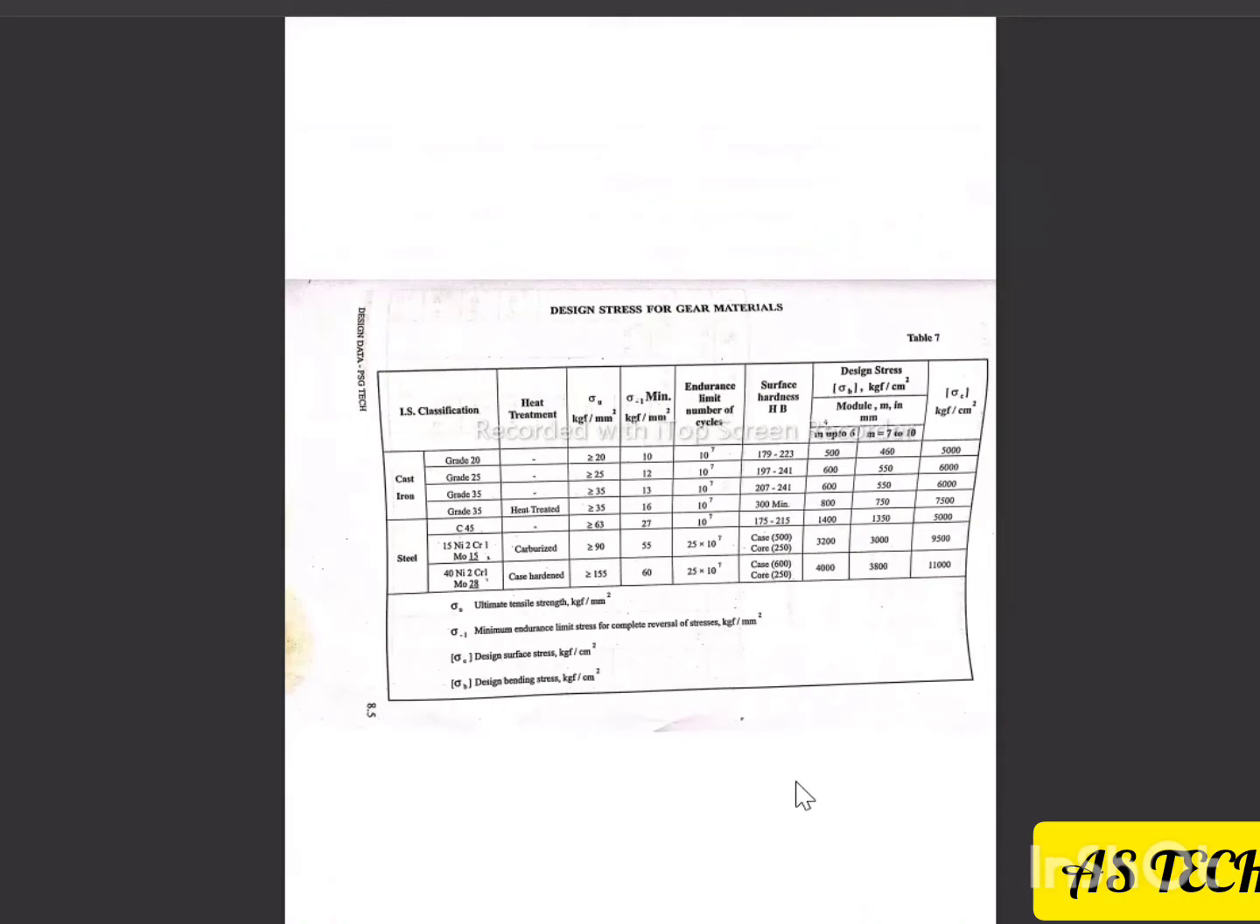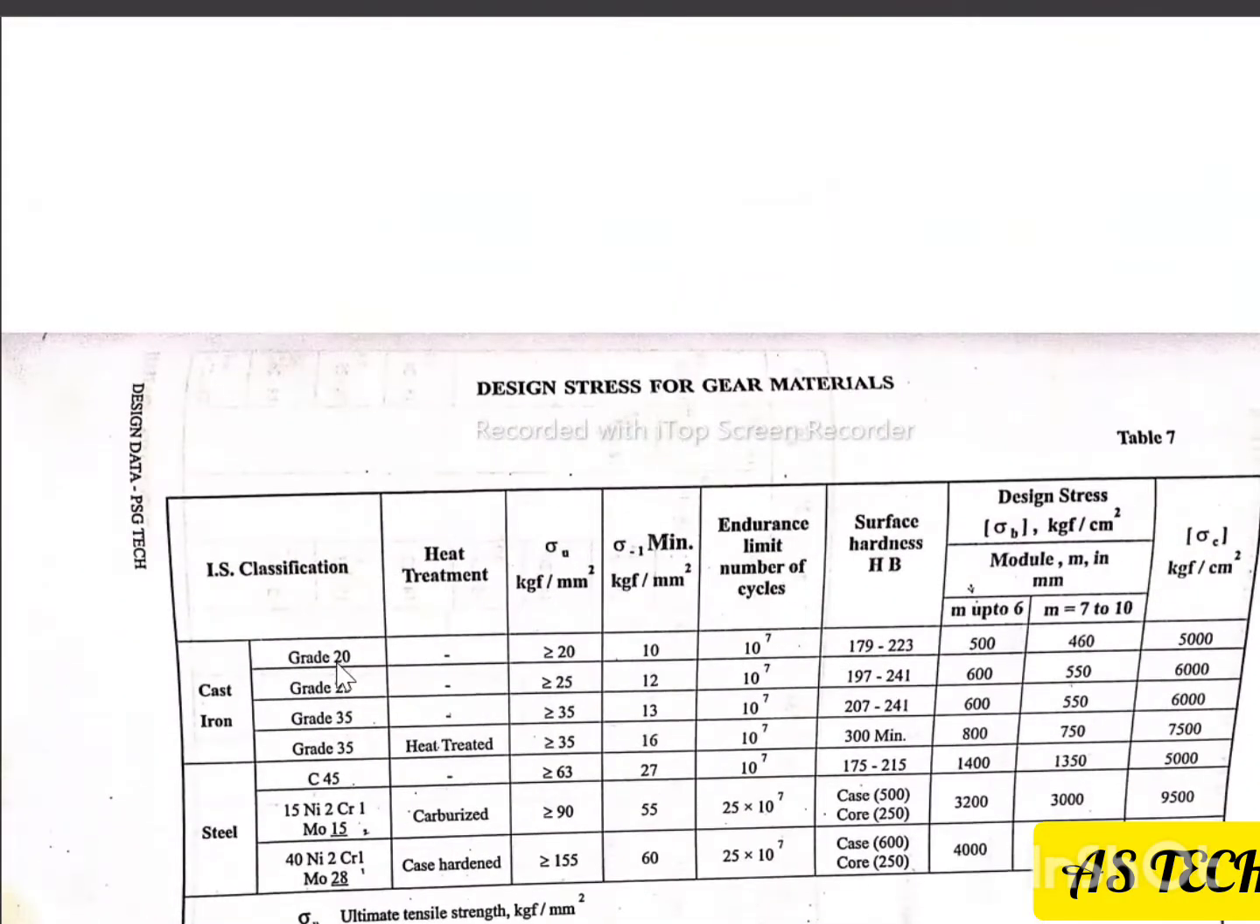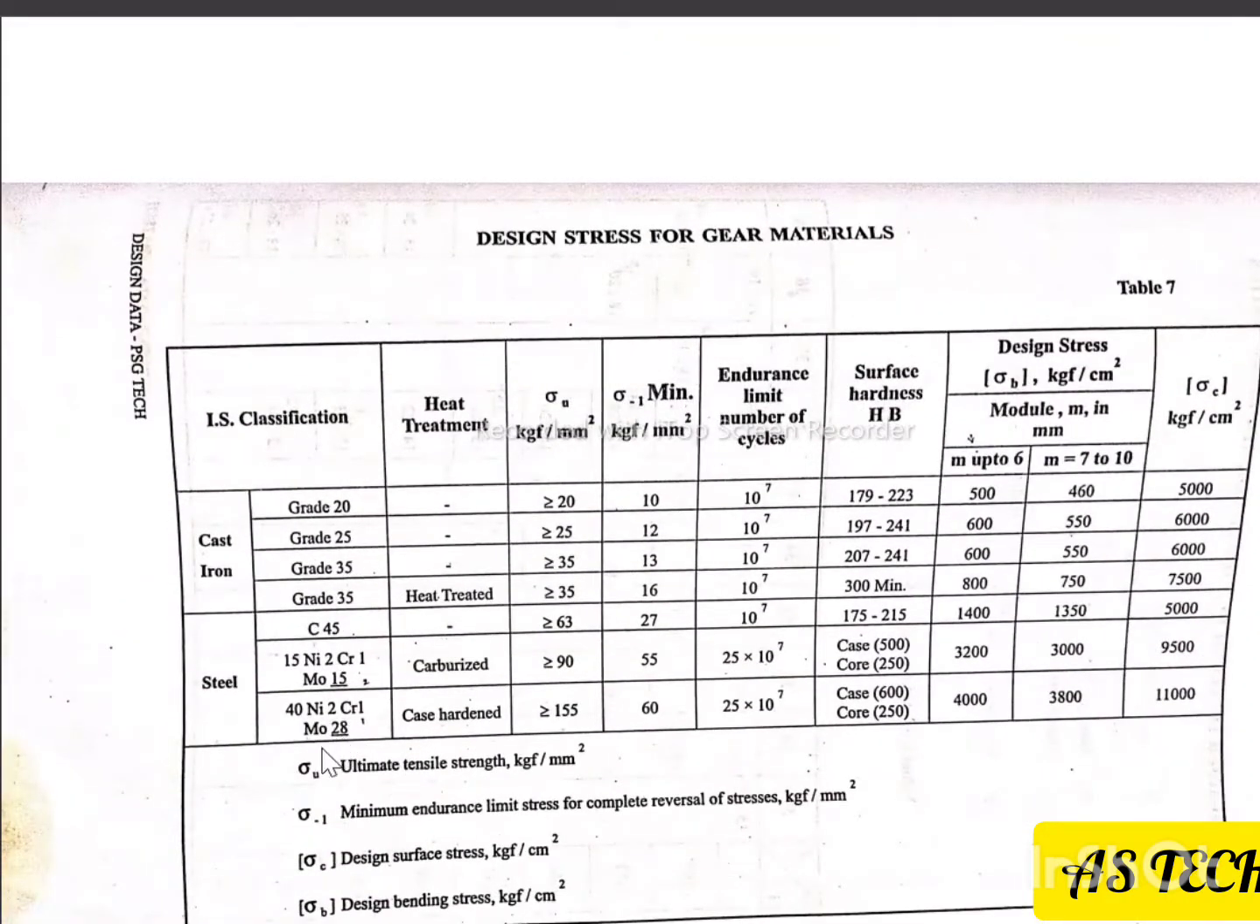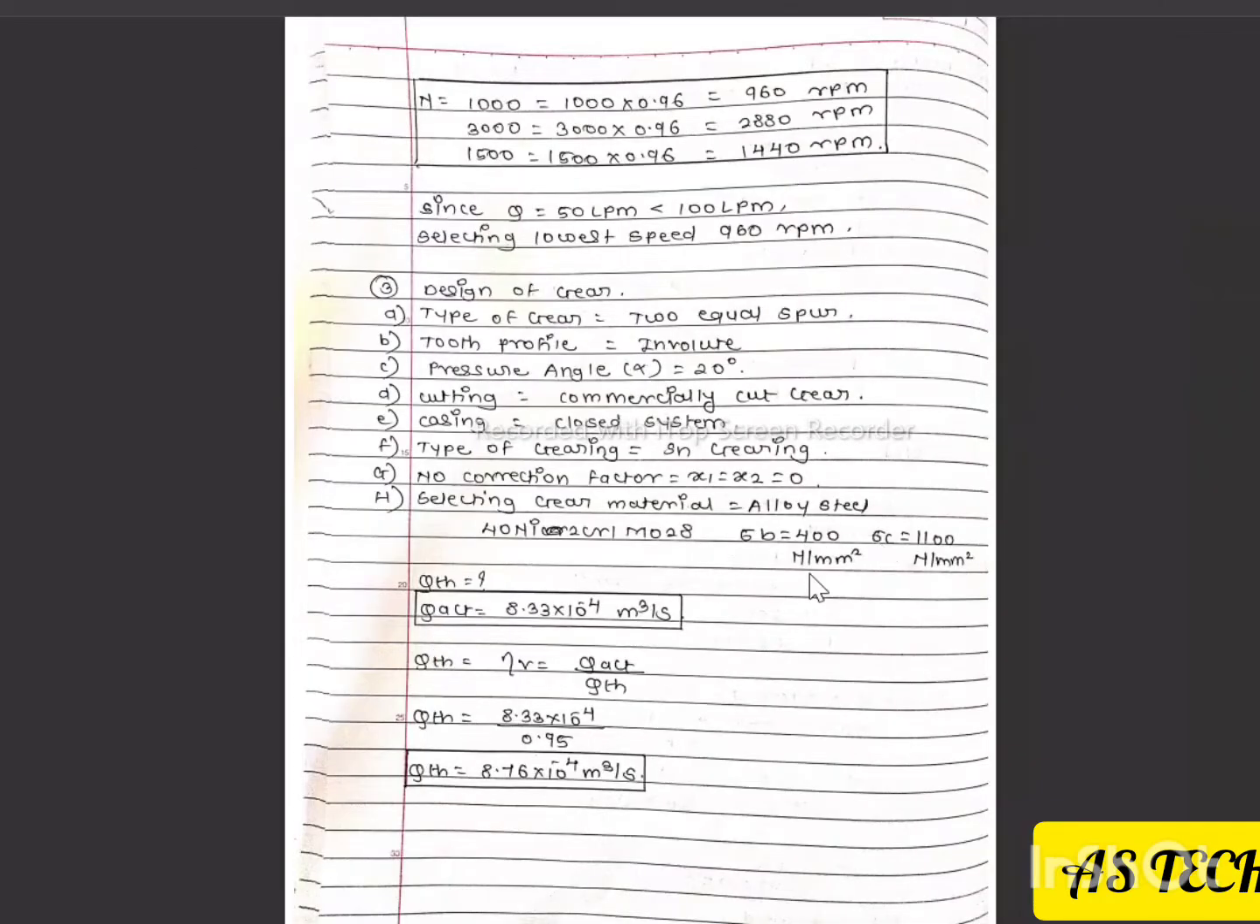The values are given. For alloy steel, we select 40 Ni 2 Cr 1 Mo 28. For this, sigma B is 4000 and sigma C is 11,000. These values are in kg per cm square, so we need to convert them into Newton per mm square. So always remove the 10 from the value of sigma B and sigma C, we get the values of sigma B and sigma C in Newton per mm square.